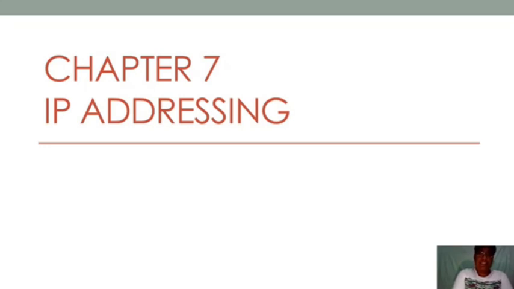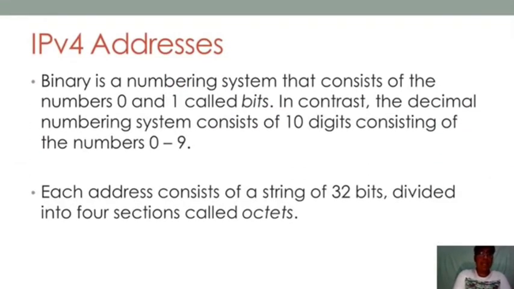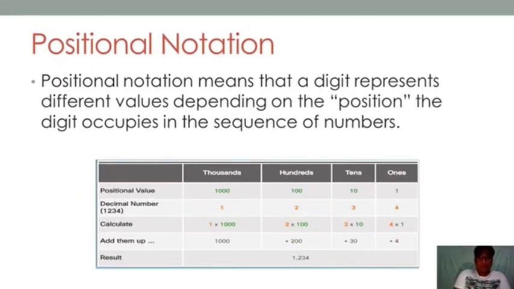IP addressing. IPv4 addresses. Binary is a numbering system that consists of the numbers 0 and 1 called bits. In contrast, the decimal numbering system consists of 10 digits consisting of the numbers 0 to 9. Each address consists of a string of 32 bits divided into 4 sections called octets.